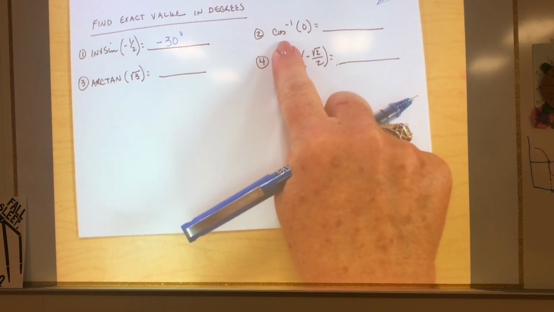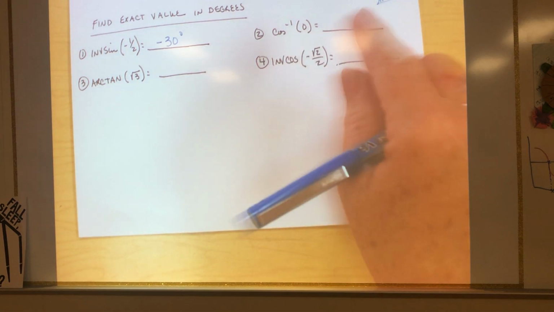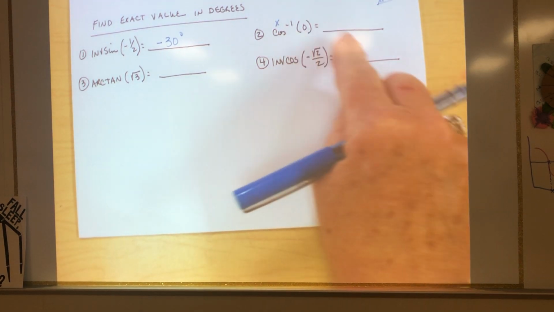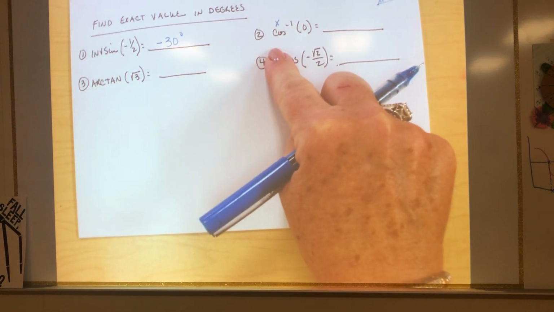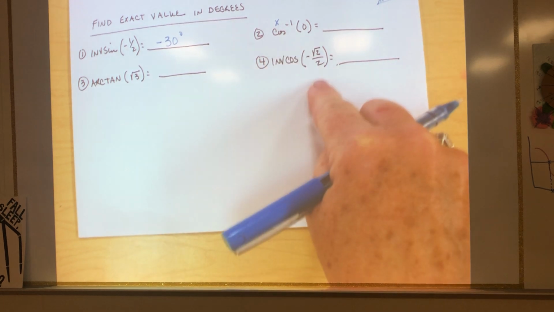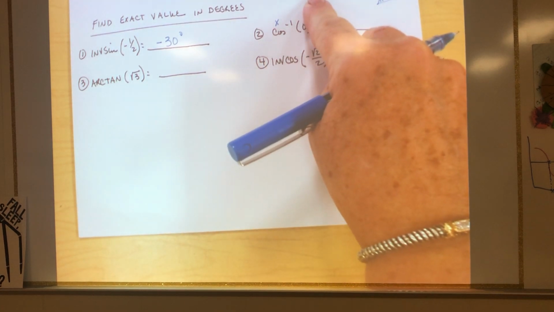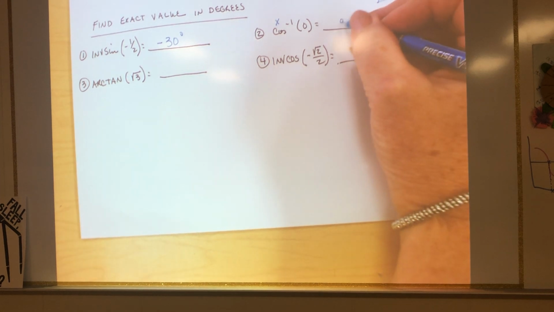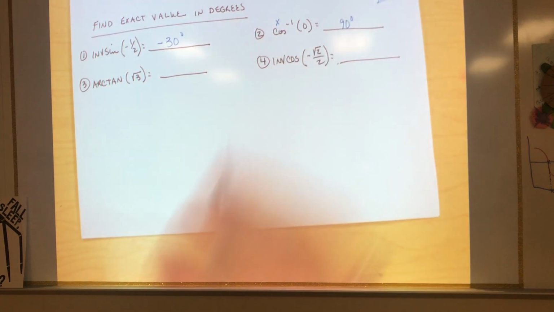Cosine is x. All right? That's what my brain's doing. My brain's saying, ooh, who has an x value? He's restricted to quadrants 1 and 2. Who has an x value of 0? Pi over 2, which is what? 90. Thank you. 90 degrees. All right?